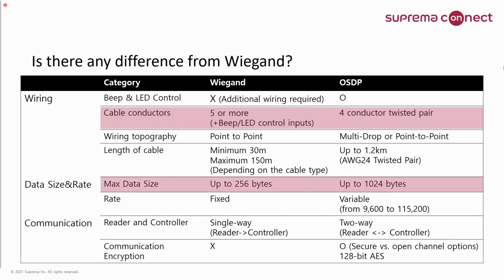There is also a difference in data size. Wiegand has a maximum data transfer size of 256 bytes, while OSDP can transfer up to 1024 bytes. And the biggest difference is that Wiegand data communication is not encrypted. So it is vulnerable to security, but OSDP is secure because the communication is encrypted with AES 128 through OSDP secure channel mode.